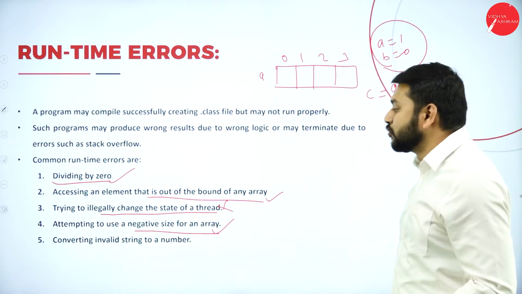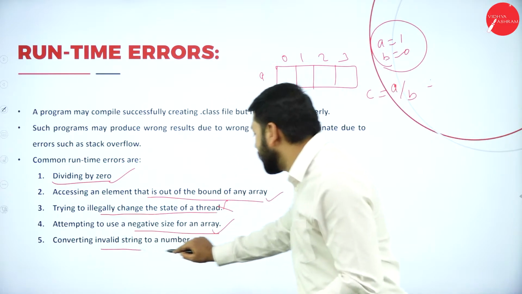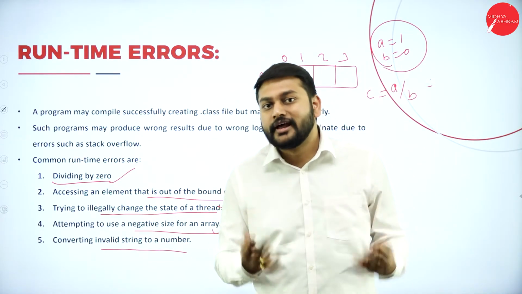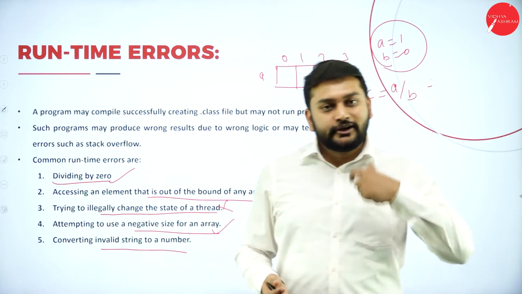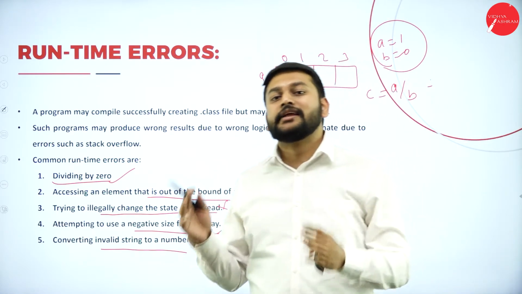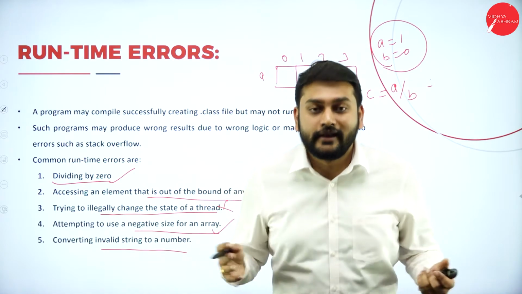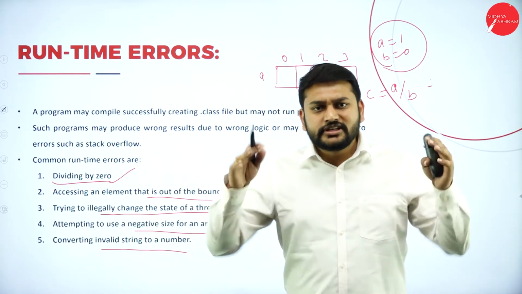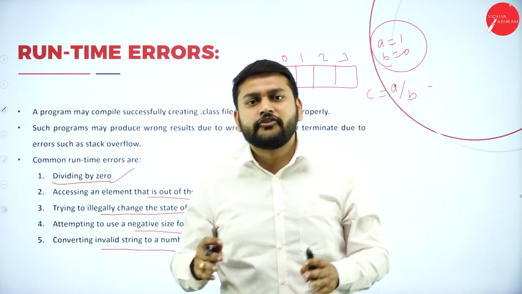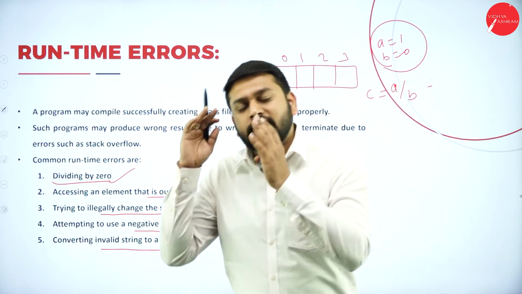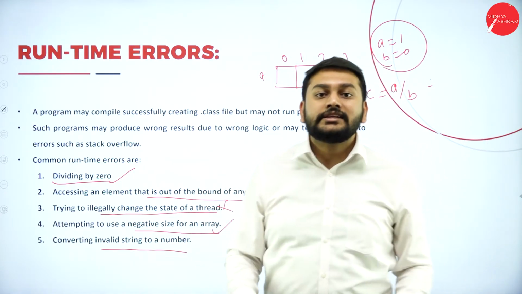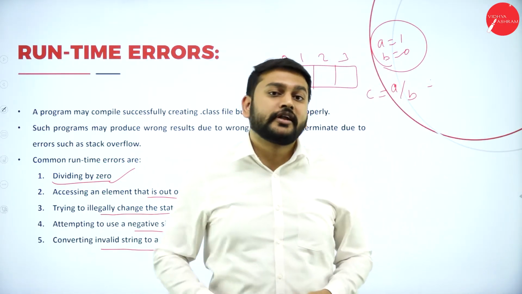Moving forward to the last one, converting an invalid string to a number. Is it possible? That's not possible at all. So guys, I cannot convert my string to an invalid number. That's going to be an error. All right, it's going to be a runtime error. So these are the different types of compile time errors and runtime errors. So fine, I hope you got a clear idea about the different types of errors that we have.